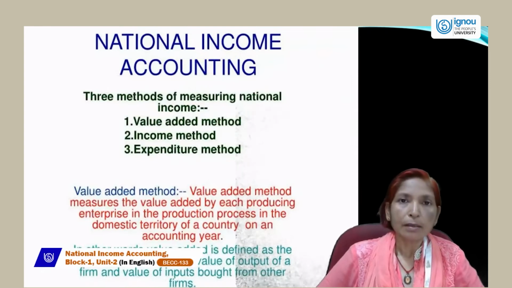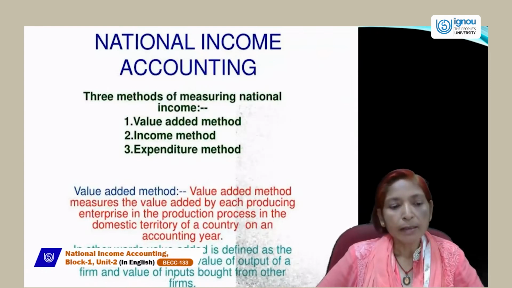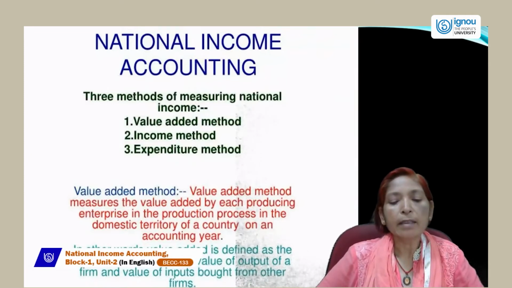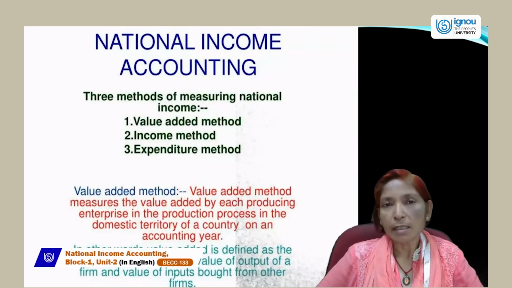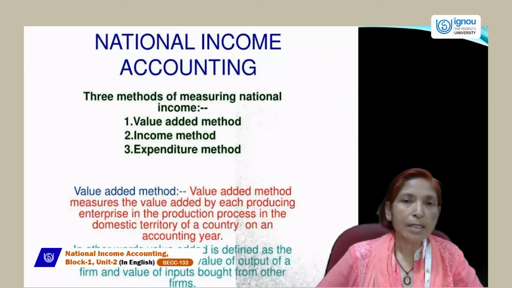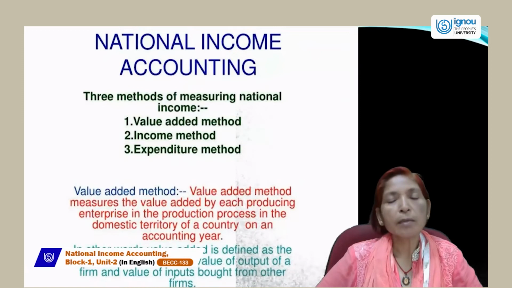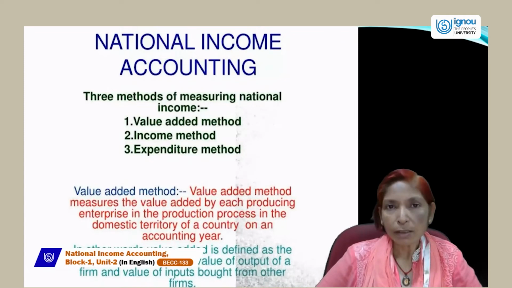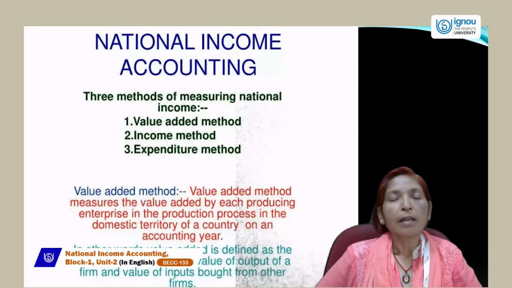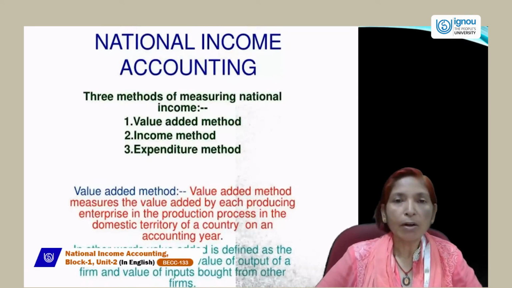In other words, value added is defined as the difference between the total value of output and intermediate consumption. If we deduct intermediate goods from the value of output, then we can get value added, or GVA, gross value added, or GDP, gross domestic product. Both are the same thing. Both can be estimated by subtracting intermediate goods from the value of output.